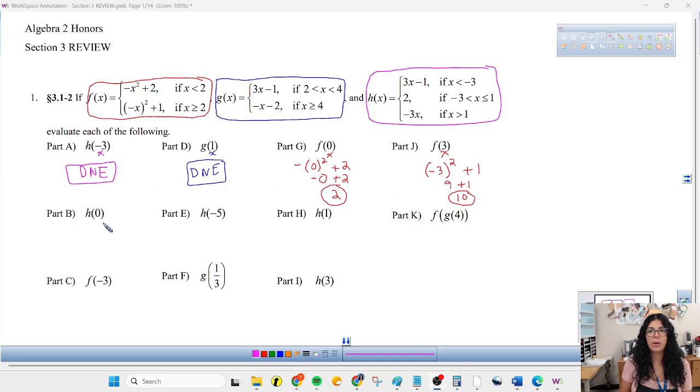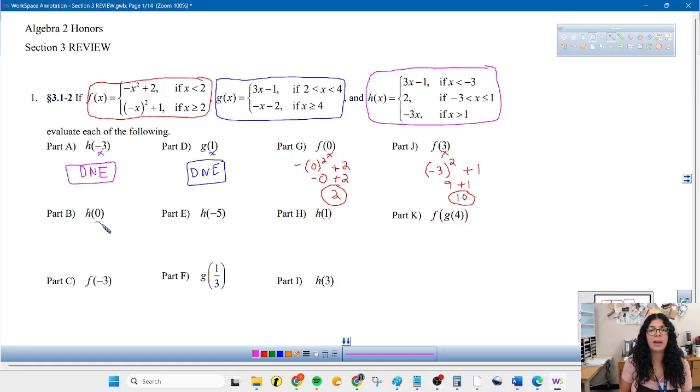Next, I have h of 0. So I'm going to go back to my function h over here, and I'm plugging in the x value of 0. So where does that fall in? Is 0 less than negative 3? No. Is 0 in between negative 3 and 1? Yes. So since 0 is between negative 3 and 1, I'm going to use the second equation, which just the y value is just 2. So the answer on part B is 2.